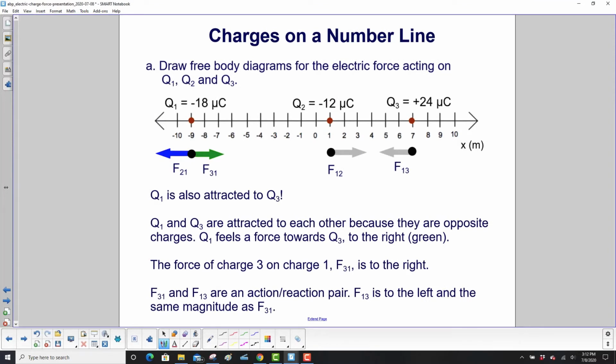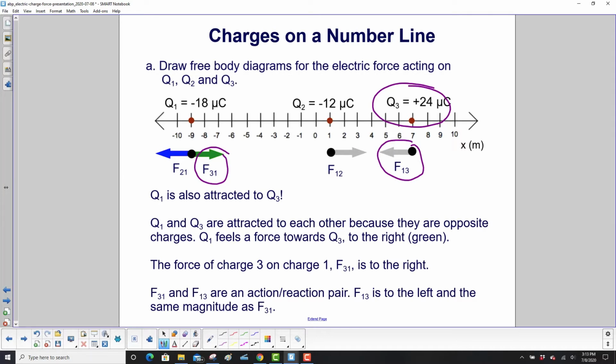There's another charge acting on Q1. This guy right here, Q3. Q3 is positive, Q1 is negative. So the force that 3 exerts on 1 is going to attract it to the right. And then of course, what's Q1 doing to Q3? It wants to pull it to the left. But we're not worrying about Q2 and Q3 yet, we just want Q1. So F sub 3, 1 is an action-reaction pair with F sub 1, 3, so their magnitudes will be the same.